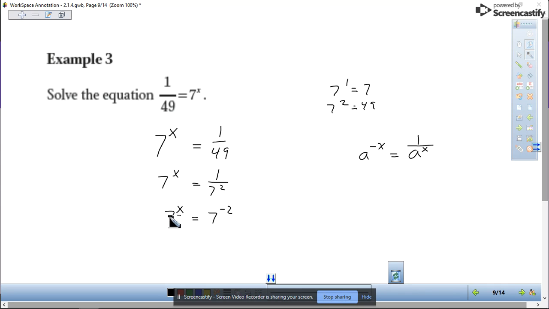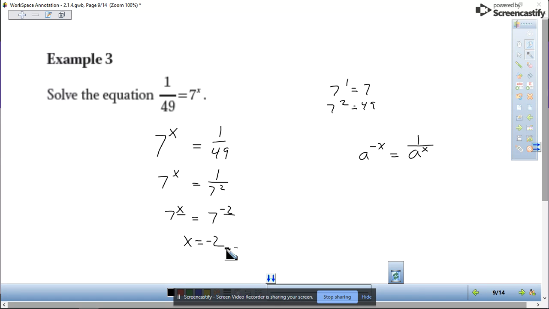Now I have the same base, 7 and 7. And so that means my exponents have to be the same as well. So those two things have to be equal. So x equals negative 2. And that's it. You're done. It's all about knowing the rules and properties. You have to know those laws of exponents in order to do that. If you learn those and know how to apply them, this can become a very, very easy concept. If you don't learn them, it will not be an easy concept at all.